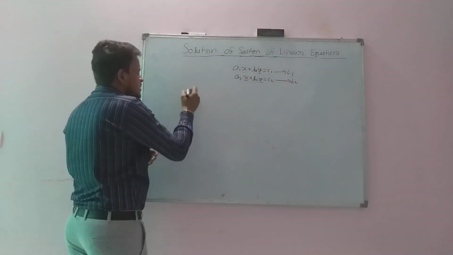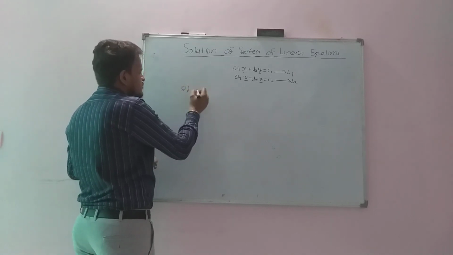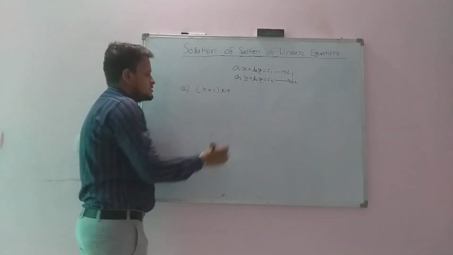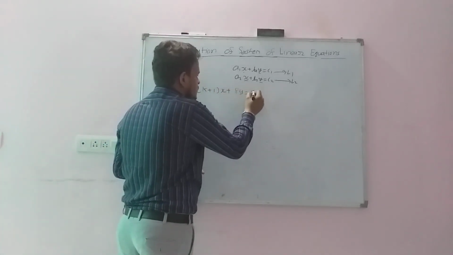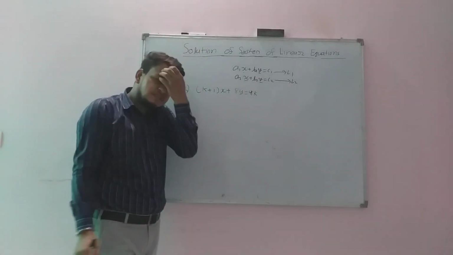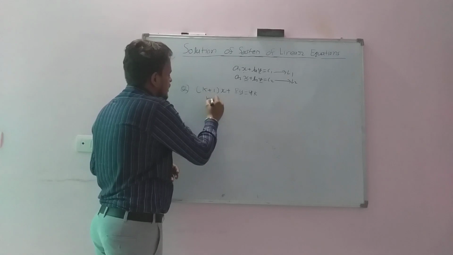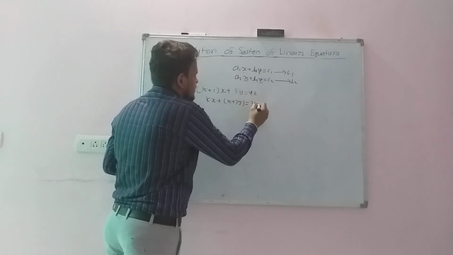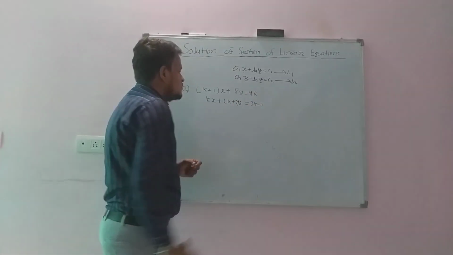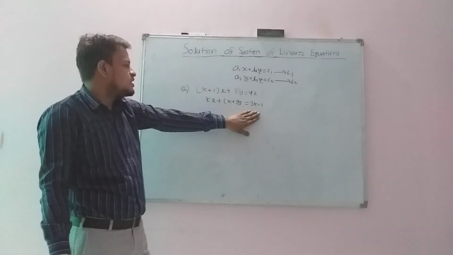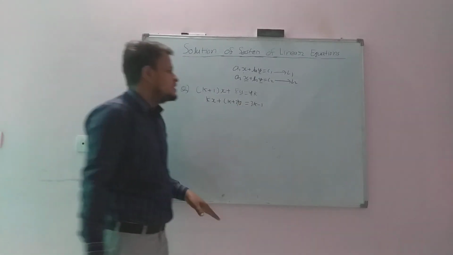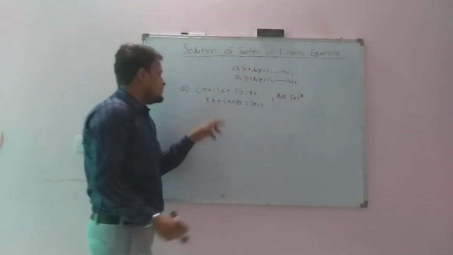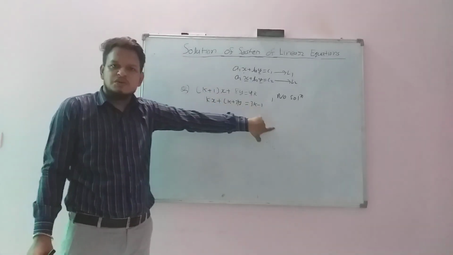So the question says that we have a system of linear equations: (k plus 1) into x plus 8y equals 4k. This is our first equation, and the second equation is kx plus (k plus 3)y equals 3k minus 1. Now, for what value of k does this system of linear equations have no solution? We want to find the value of k for which there should be no solution.